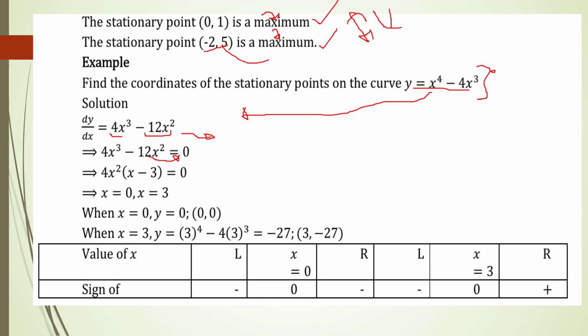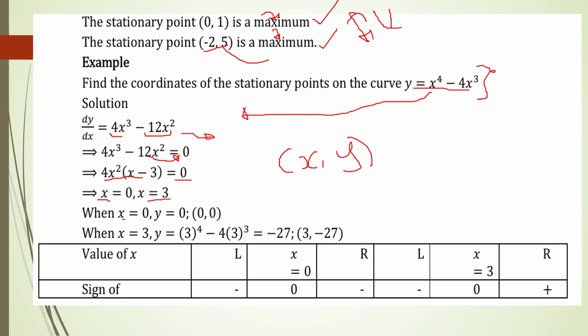So we solve this by factorization method, and then we end up with 4x squared into x minus 3 to be equal to 0. So we are going to get the two values of x, one to be 0 and the other to be positive 3. So we say that for each value of x you get, you have to get the corresponding value of y, because always the turning points have to be more than 1.